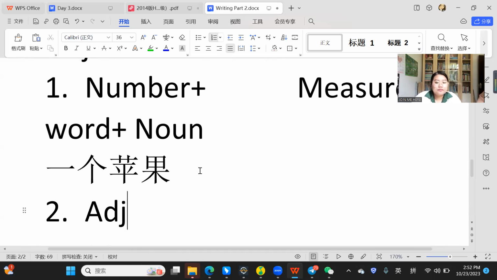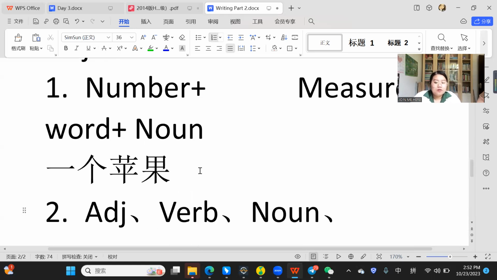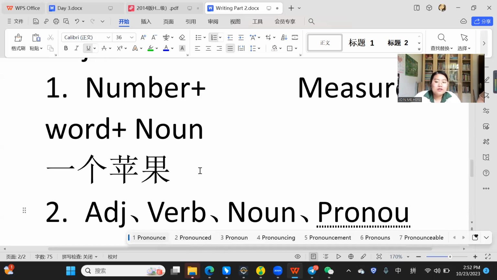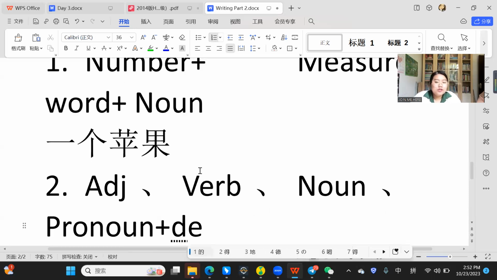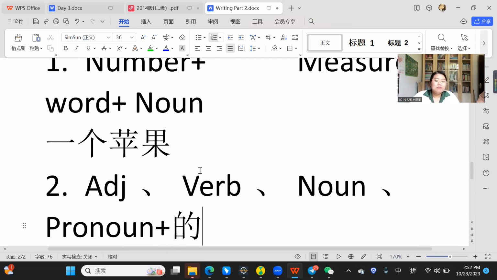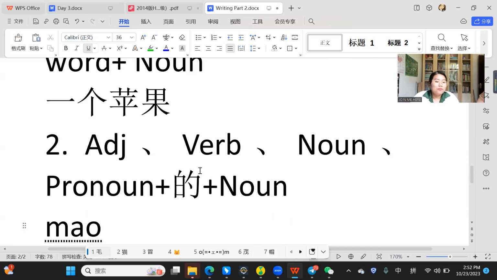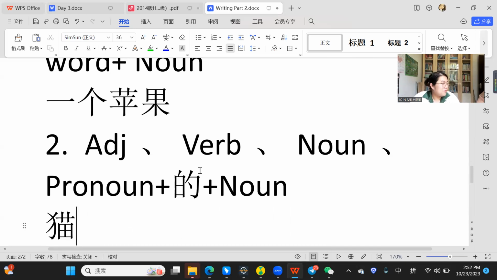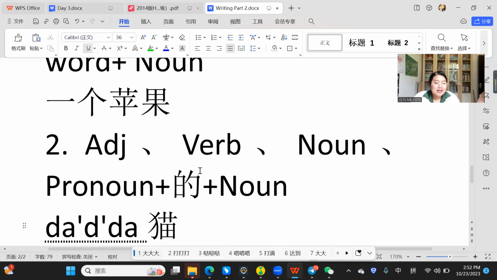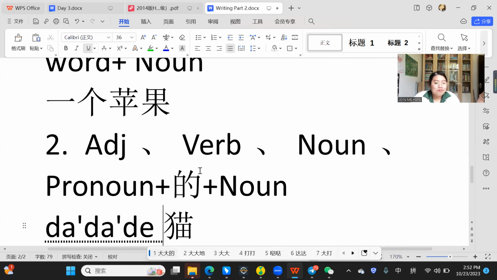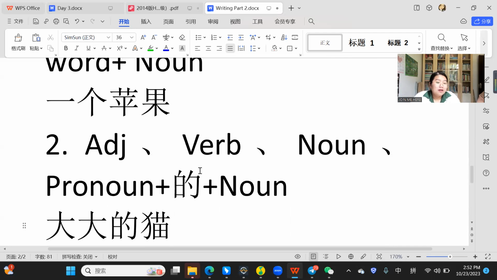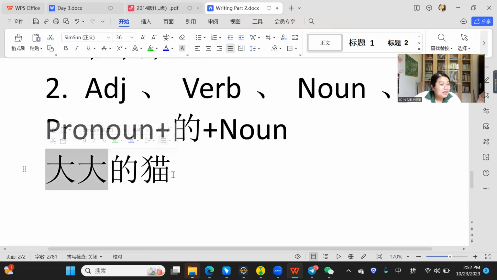Okay. And adjective or verb or noun or pronoun, when used with 的, becomes a 定语 too. For example, you have one word 猫. 猫 means cat, right? You can say 大大的猫. 大大 is an adjective, right? 大大的猫. It becomes beautiful, right?